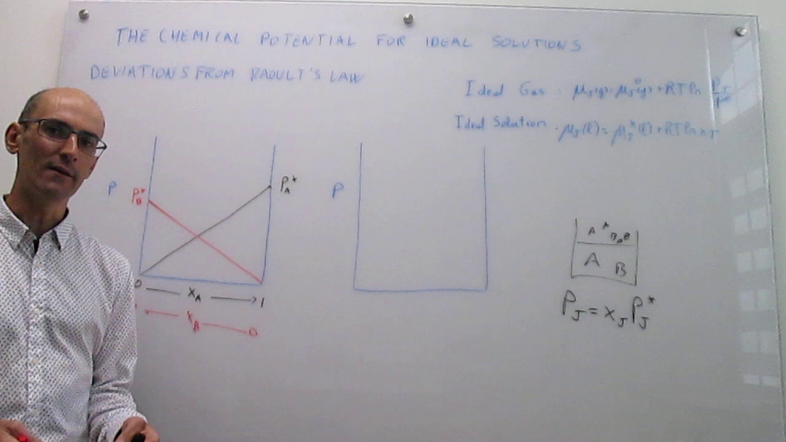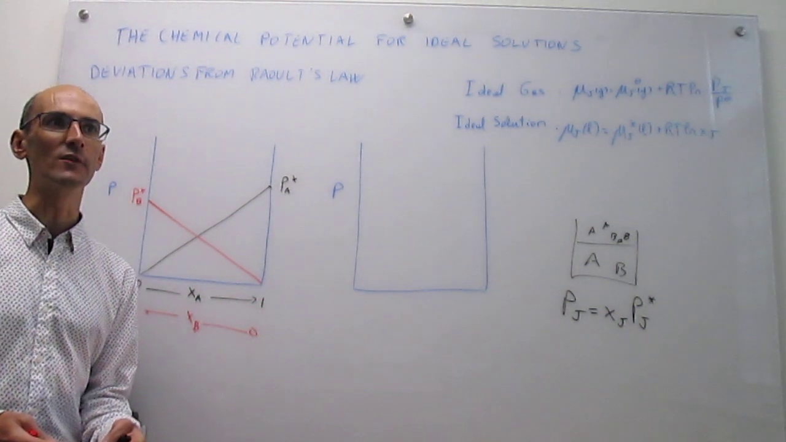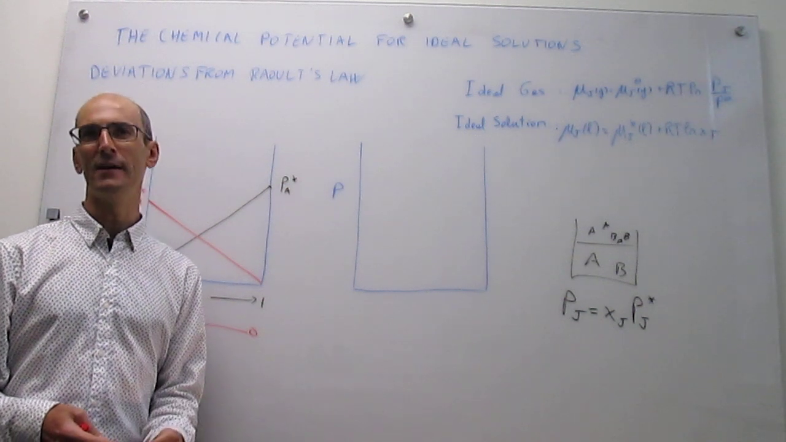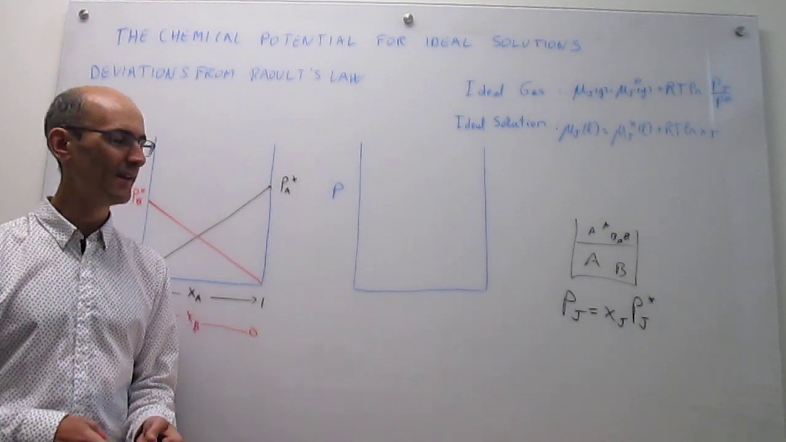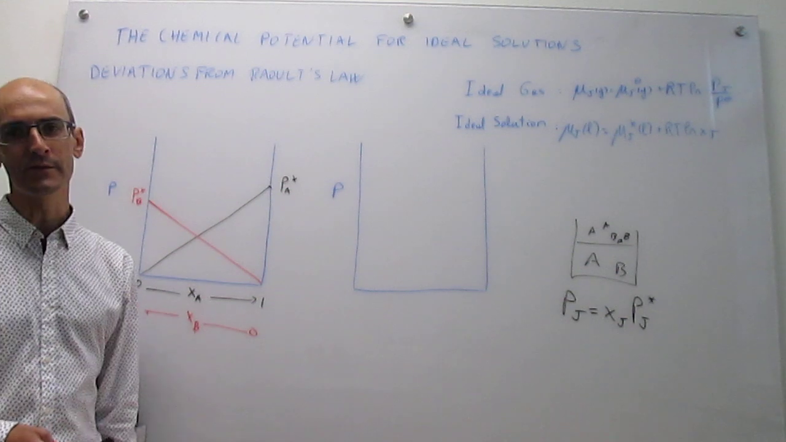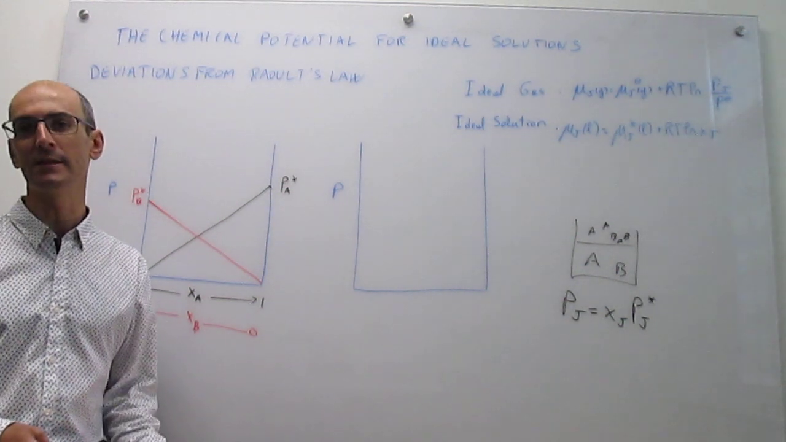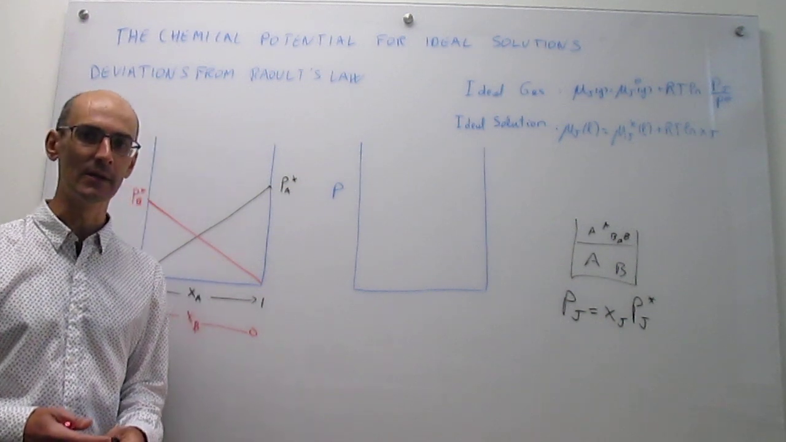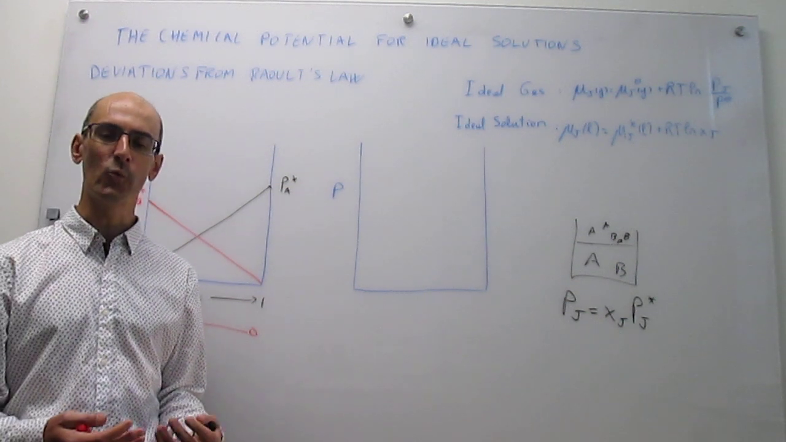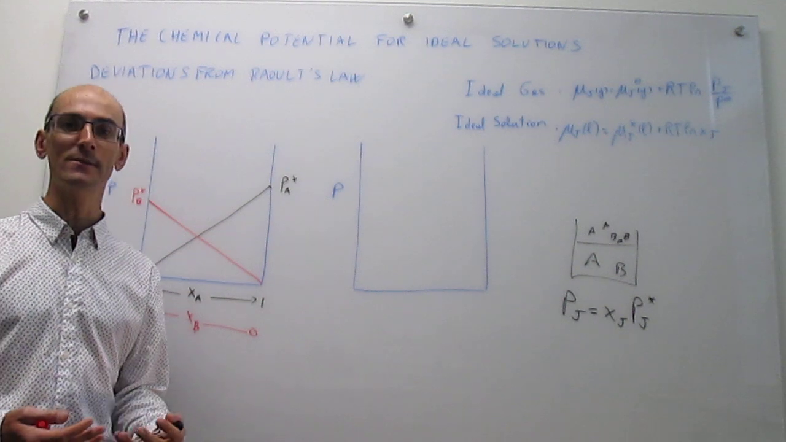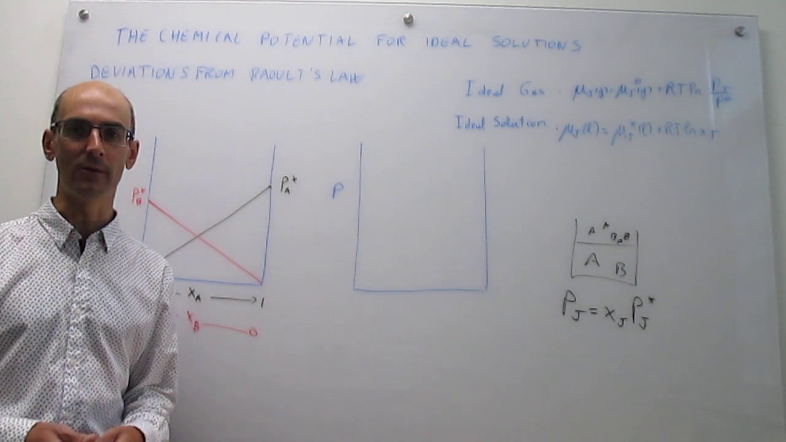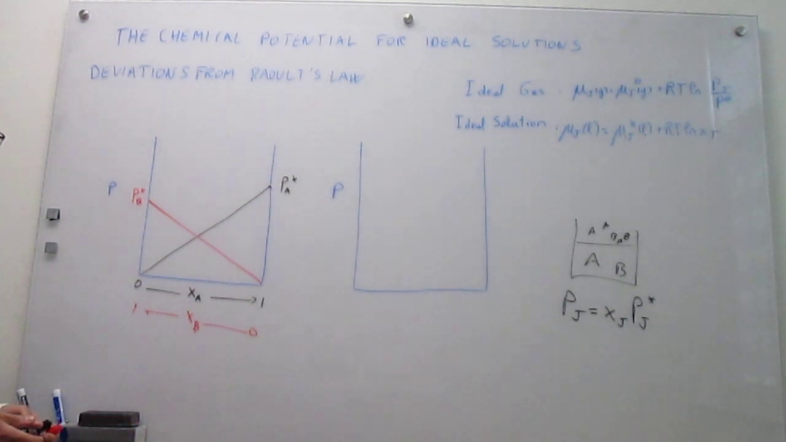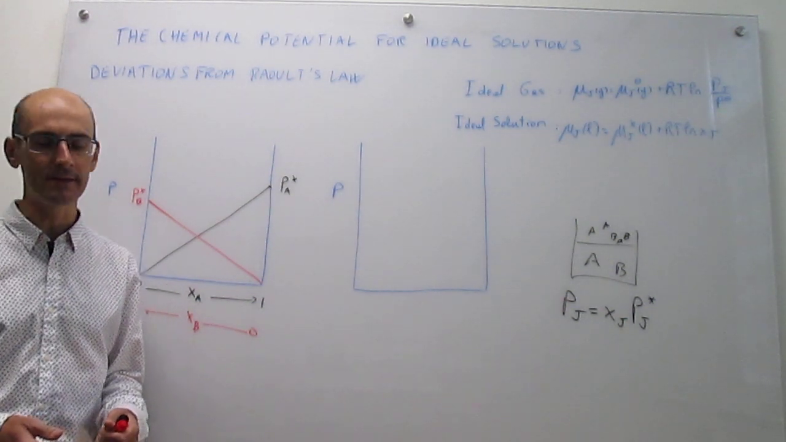But of course, that's not always true. You do not always have ideal solutions. For example, if you were to mix, say, benzene with water, you would be hard-pressed to find that Raoult's law applies throughout the concentration range. And actually, that's the case for most solutions. They do not behave ideally. So what we're going to do in this video is quickly examine a couple of limiting cases for deviations from Raoult's law. The first one is something called a positive deviation.